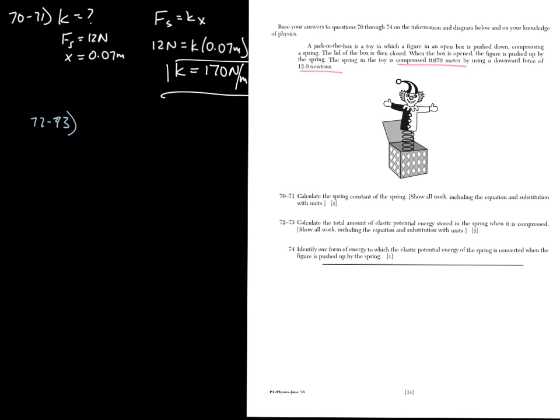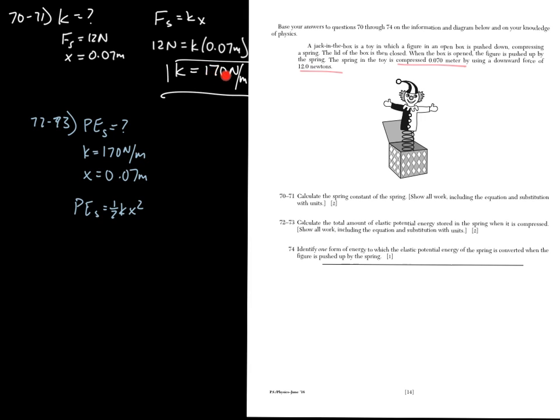Calculate the total amount of elastic potential energy. So this is potential energy in the spring. This is where we need to carry over our answer. So this is what I'm going to talk about in a bit. And our x is still 0.07 meters. So our equation here is PES is equal to 1/2 kx squared. So this is an example of what I'm talking about.